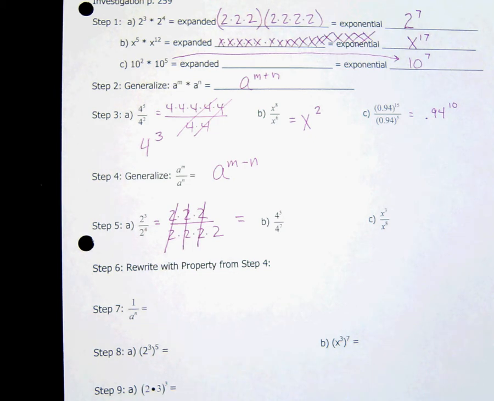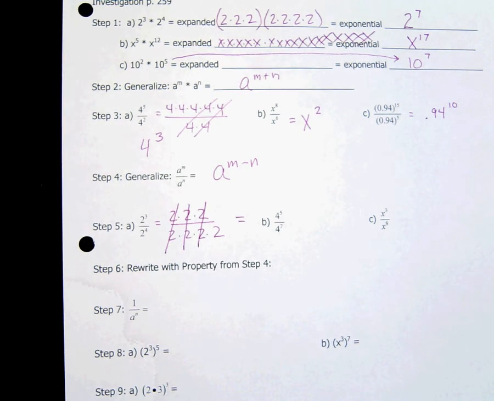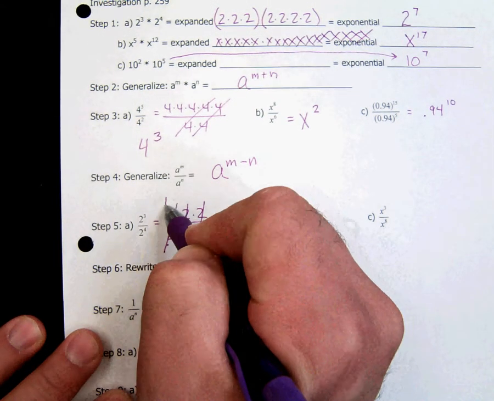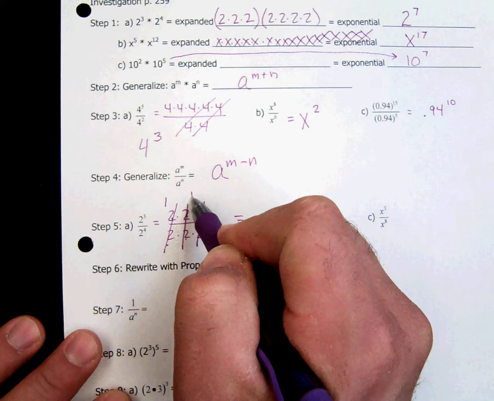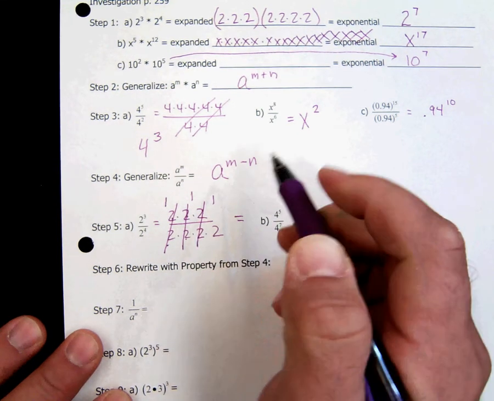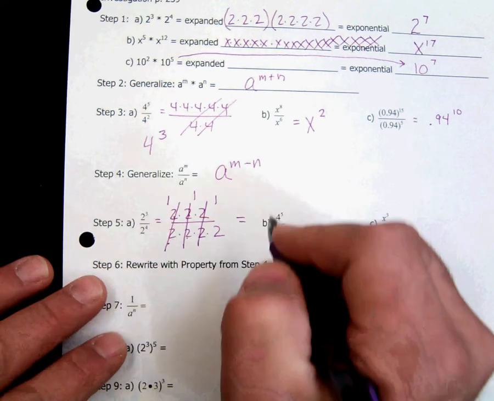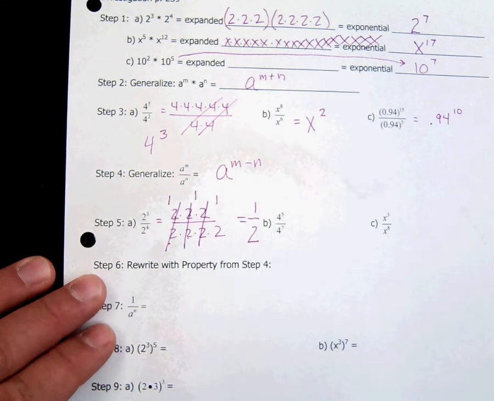And that's the key here, to make sure that you understand that when you cancel, you're actually doing 2 divided by 2, which is 1. 2 divided by 2, which is 1. 2 divided by 2, which is 1. So the top you have 1 times 1 times 1, which is 1 over 2.